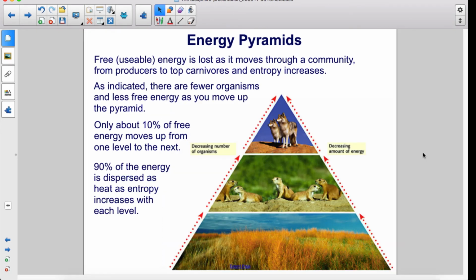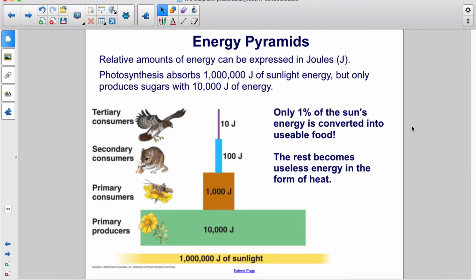Free or usable energy is lost as it moves through a community from producers to top carnivores, and entropy increases. As indicated, there are fewer organisms and less free energy as you move up the pyramid. Only about 10% of free energy moves up from one level to the next. 90% of the energy is dispersed as heat as entropy increases with each level. Relative amounts of energy can be expressed in joules.